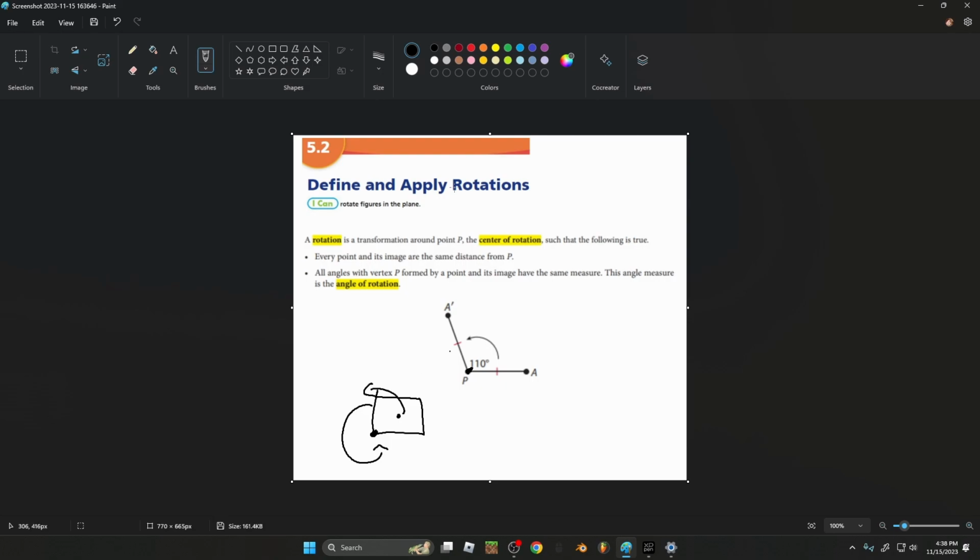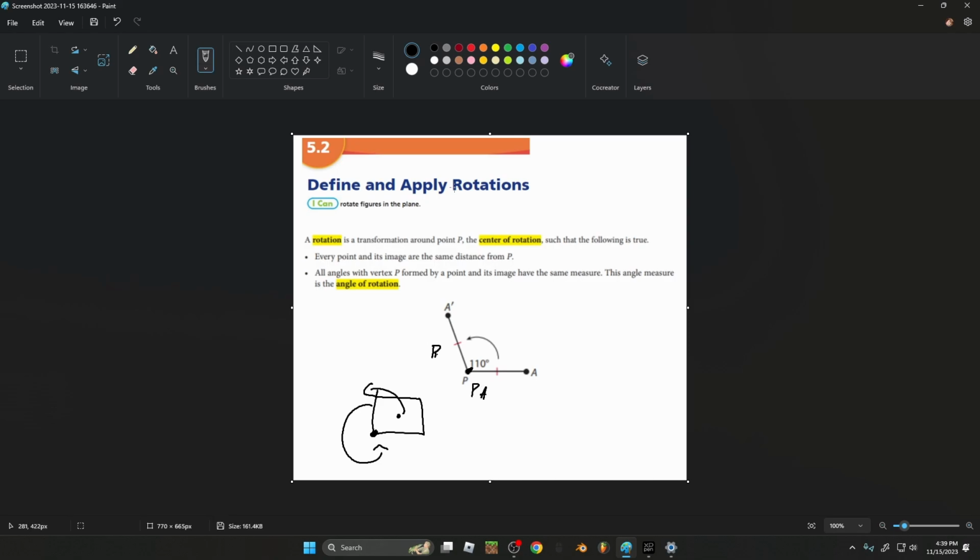So here in this figure, this angle A, once you rotate it 110 degrees, it turns into A prime over here. Every point and its image are the same distance from P, so the distance doesn't change. That's one main thing. The length of segment PA stays the same even when you rotate it.